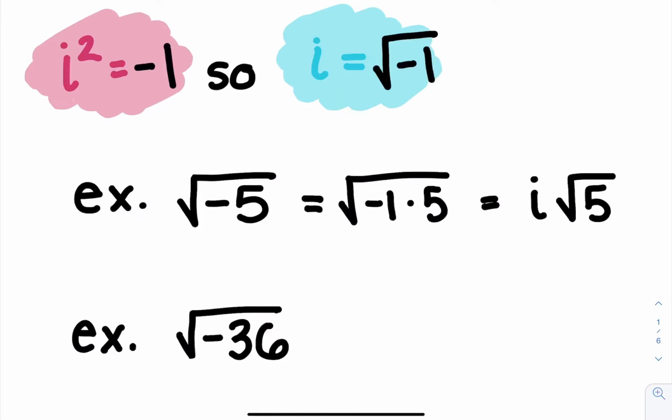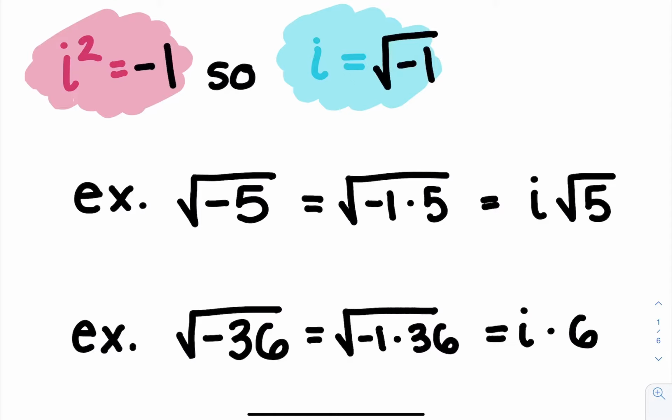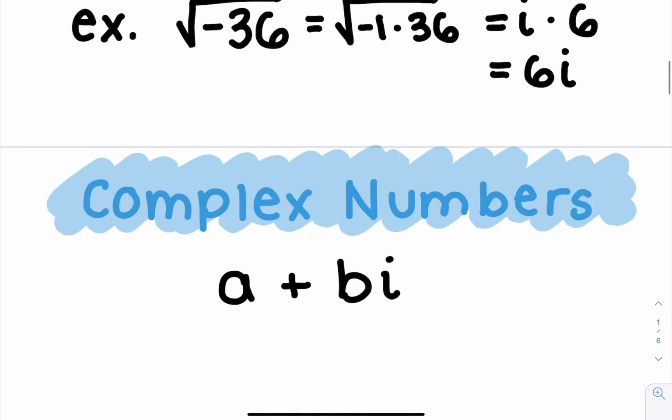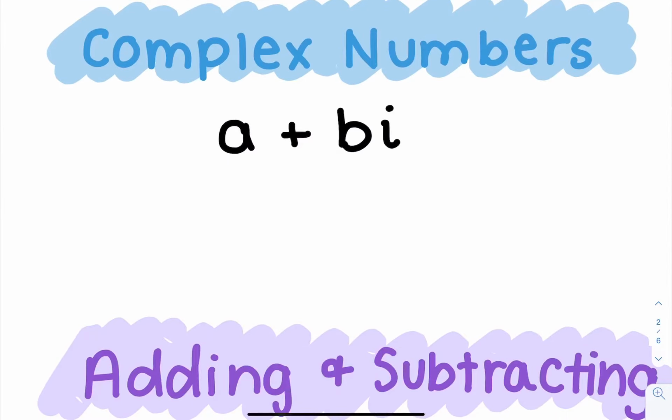If I have the square root of -36, I can rewrite that as the square root of -1 times 36. The square root of -1 we know is i, and the square root of 36 we know is 6, which means I can rewrite this as 6i. Complex numbers are defined as a plus bi, where a is our real part and bi is our imaginary part.